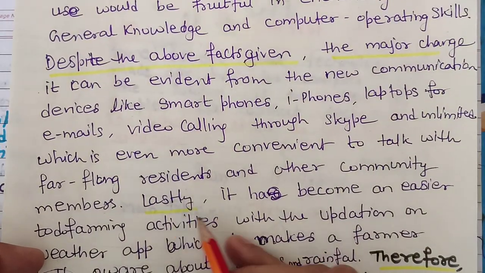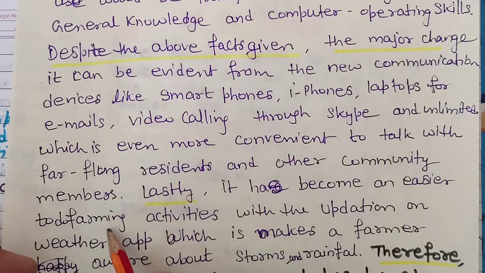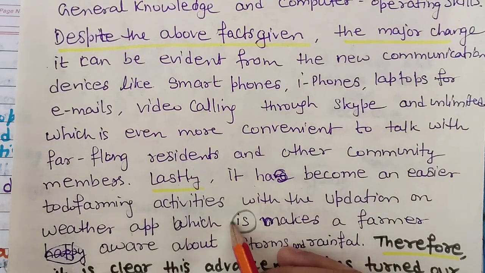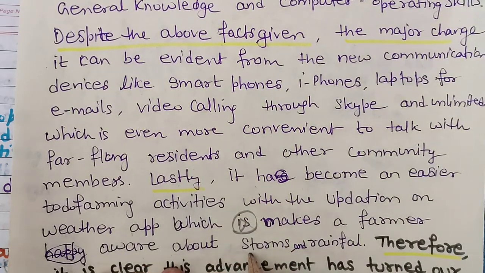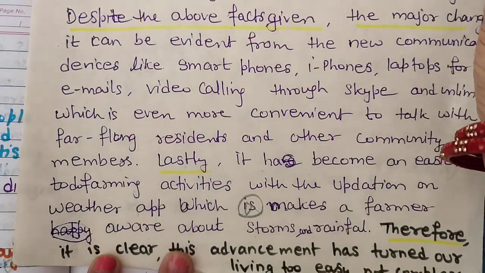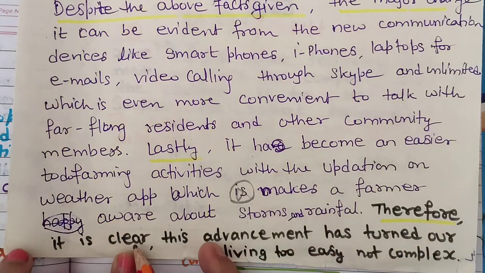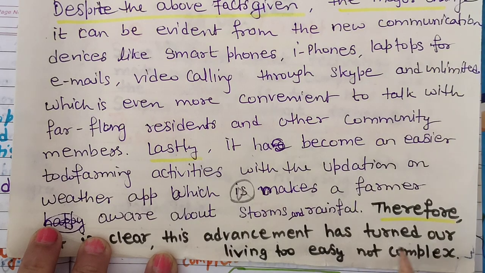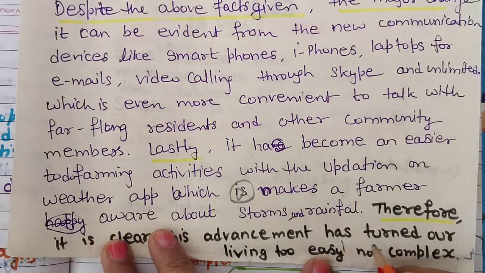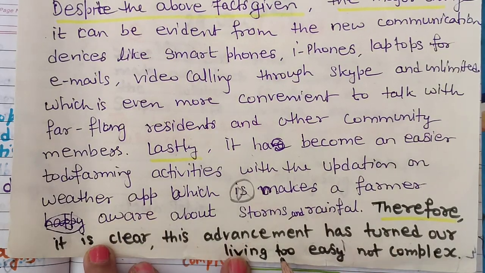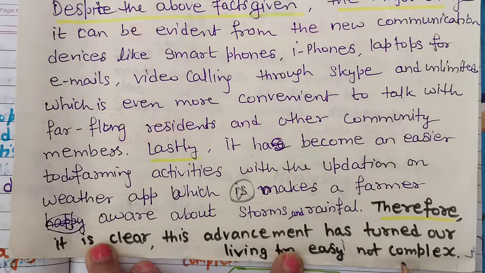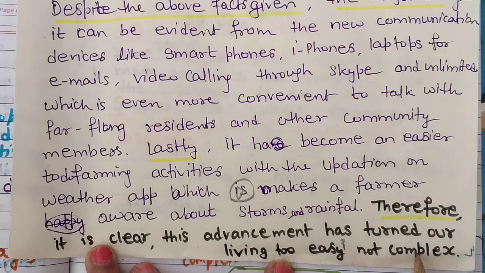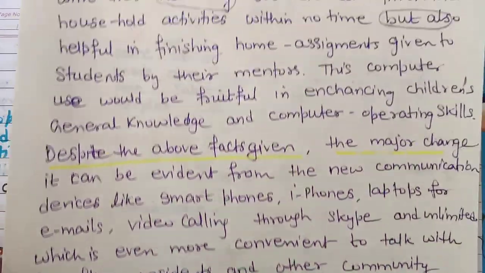Okay, lastly, my last point, it has become an easier to do farming activities with the updation on weather app, which makes a farmer aware about storms and rainfall. Okay, now coming to last sentence of this paragraph, therefore it is clear this advancement has turned our living too easy, not complex. So I have given this statement, it has made our life too easy, not complex. Okay, so this is my second body paragraph.